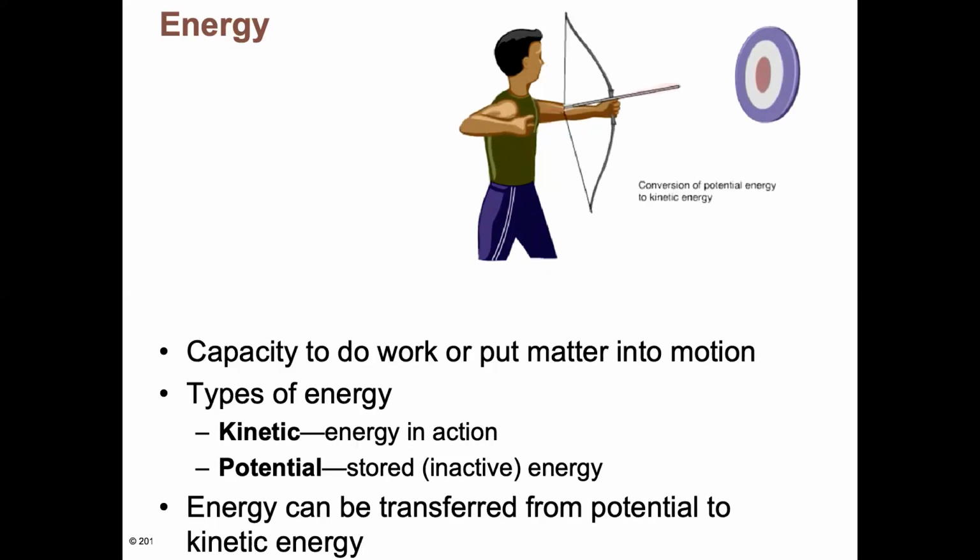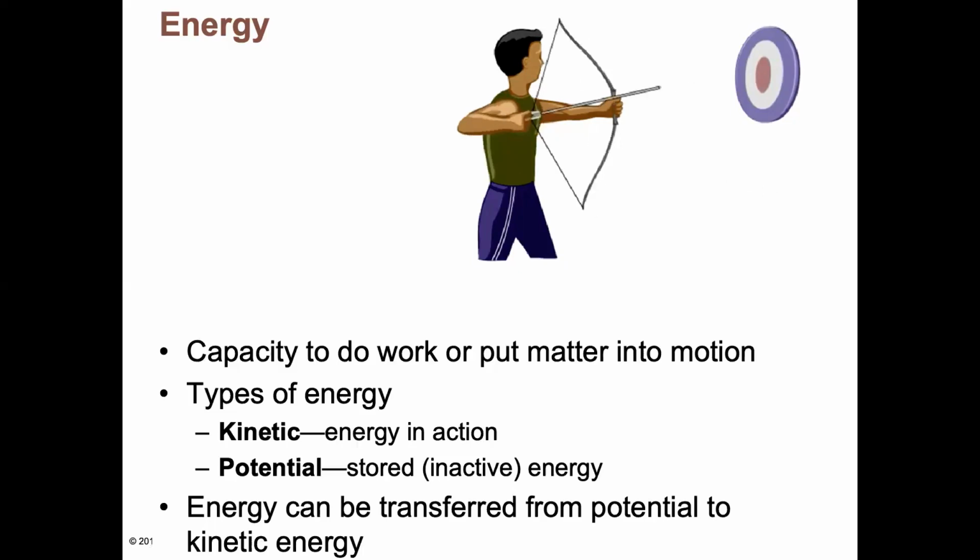When the bowstring is released, the stored potential energy is converted into the kinetic energy of the moving arrow. When the arrow hits the target, its motion ceases. If energy is neither created nor destroyed, where did the energy of the flying arrow go? Let's rewind and look at kinetic energy in more detail.